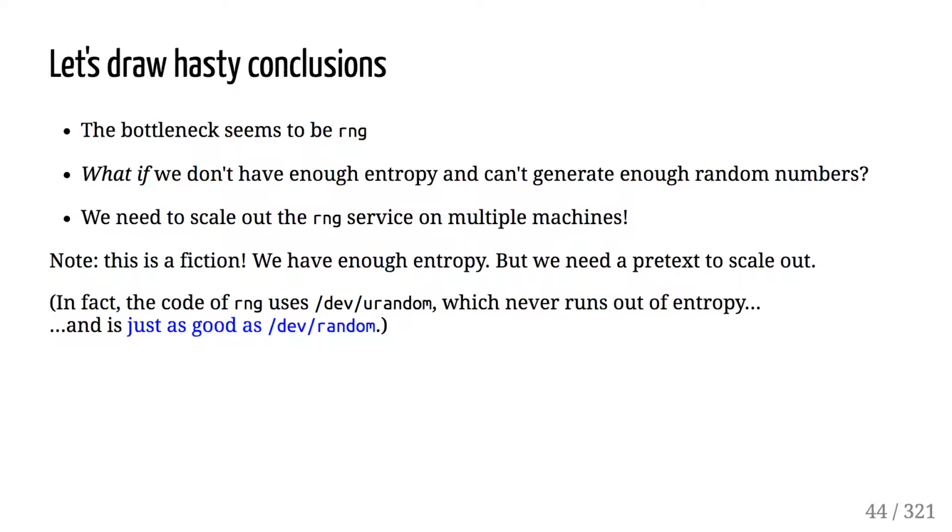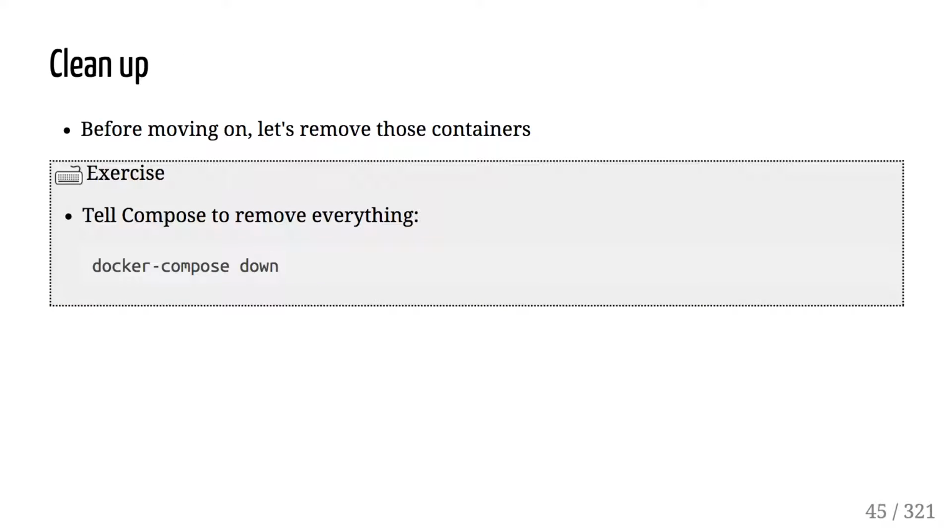It's totally wrong. That's not the problem, because we're using /dev/urandom and not /dev/random. And by the way, there is no good reason to use /dev/random. If you don't trust me, follow the link here and you will see it. It's a super good explanation of why /dev/random should not be used. But anyway, we're going to pretend that indeed we need more entropy, and so the only way to get more entropy is to scale the RNG service across multiple machines. It's a fiction, but it's a convenient fiction that gives us a nice excuse to scale our application.